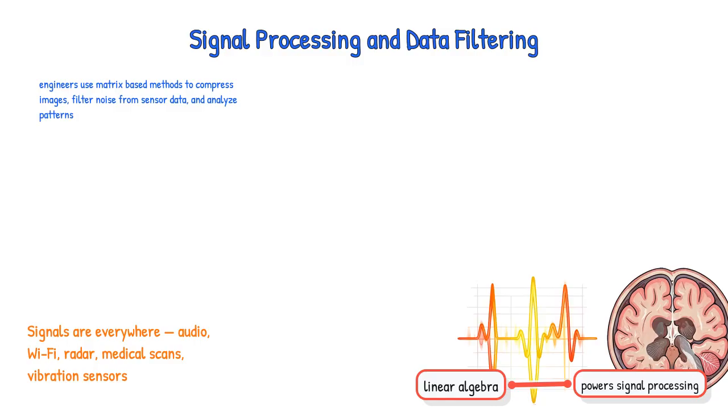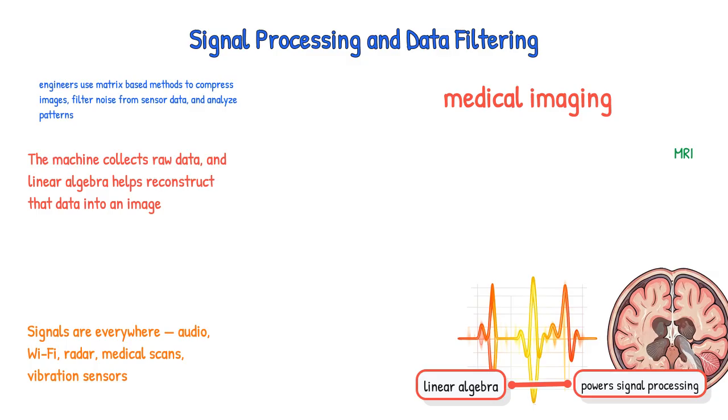A practical example is medical imaging like MRI. The machine collects raw data, and linear algebra helps reconstruct that data into an image doctors can actually interpret. So in a way, linear algebra helps convert invisible patterns into usable information.